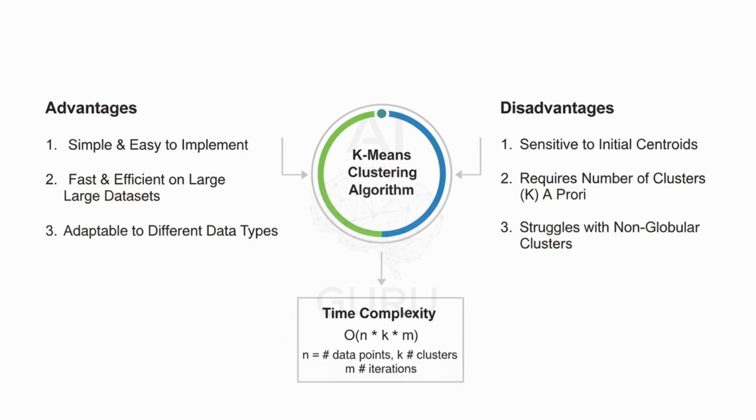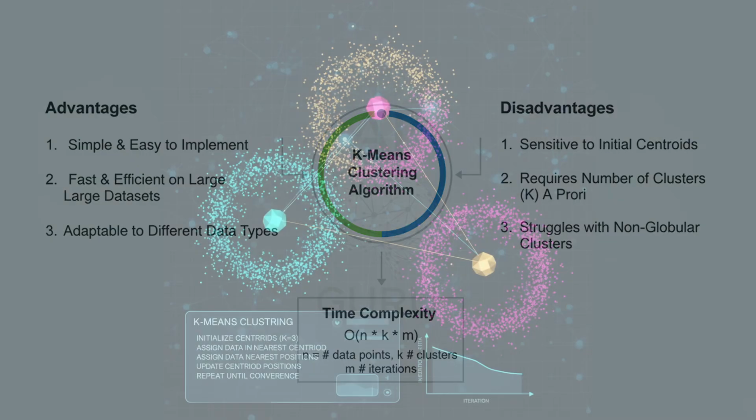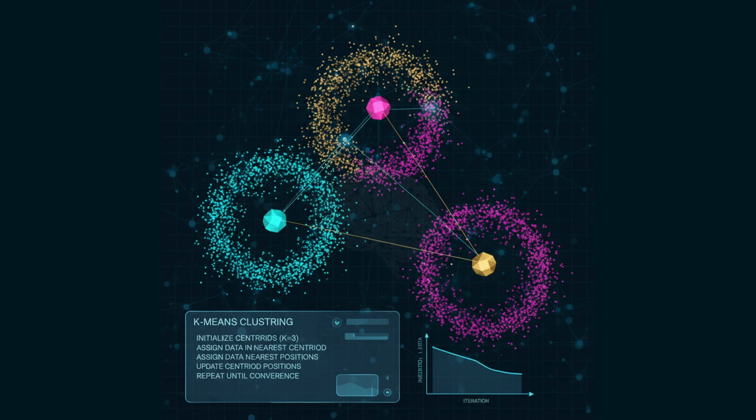Exactly. It also struggles when clusters have very different shapes, like one tight ball and one long ellipse, or when they have very different densities. K-means implicitly assumes clusters are roughly spherical and equally dense. Right, because using the mean to define the center naturally favors those circular shapes.